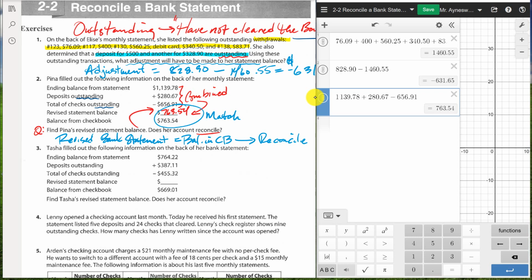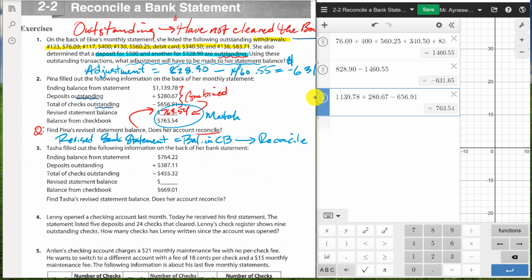All right. So the word reconcile, one more time. If the revised bank statement, taking into account the outstanding deposits and outstanding checks, matches the balance in the checkbook, you can say it reconciles. If they do not match, well, then they do not, and then you got to find the error. Okay. Now, number 3, we got a different situation, so let's figure this out.